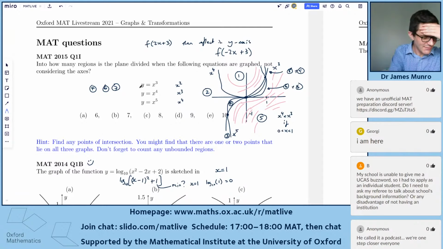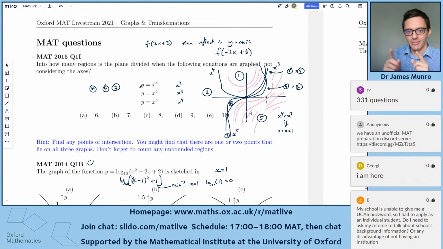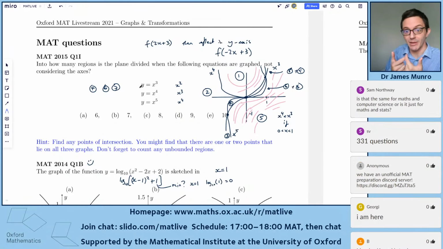Sam says, is that the same for maths and computer science? Oh yeah, okay, so that thing about interview numbers is kind of the same for maths and computer science. For maths and computer science, you really normally get 2 interviews, one for maths, one for computer science. And they might merge them.